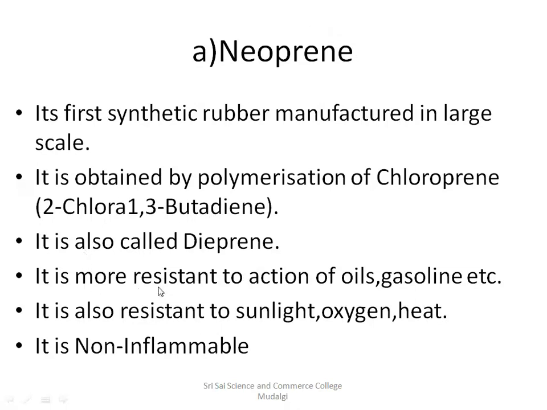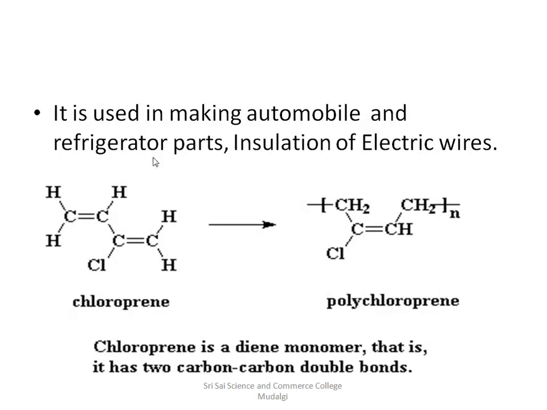Neoprene is more resistant to the action of oils and gasoline, and also resistant to sunlight, oxygen, and heat, and it is non-inflammable. These are some of the uses of neoprene. The important concept to remember is that neoprene is made up of the monomer chloroprene, 2-chloro 1,3 butadiene. We will see its preparation and structure. Neoprene is also used in making automobile and refrigerator parts, insulation, and insulation of electrical wires.